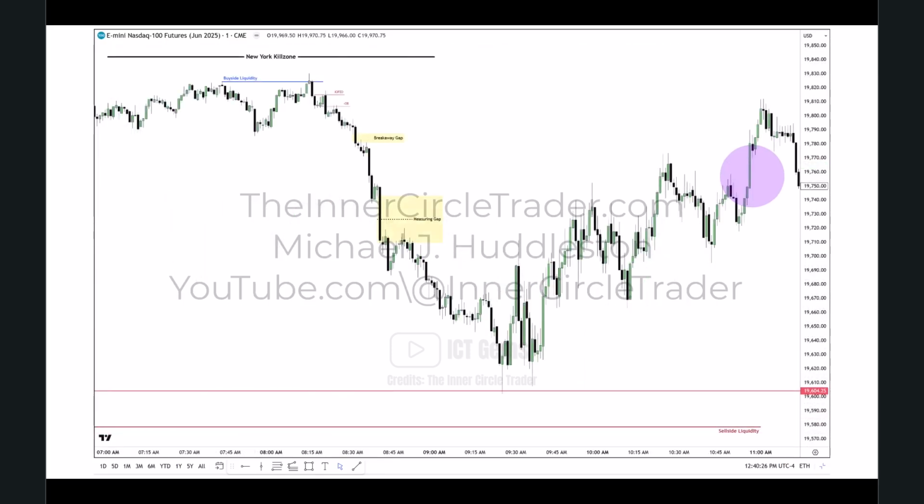Finally, we made our way to the 1-minute chart. All right, so we're looking at the New York kill zone. New York kill zone is the same for forex, okay? It's basically the 7 a.m. Eastern time to 9 a.m.